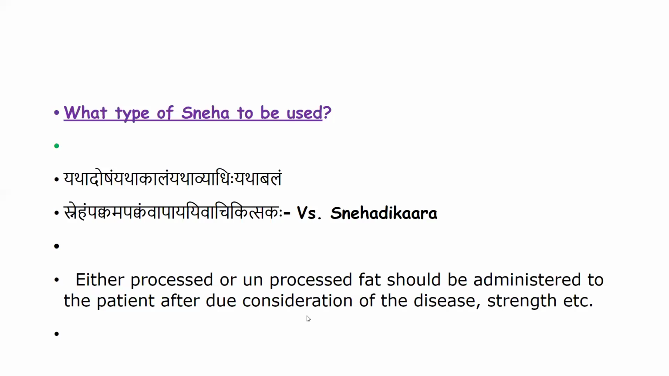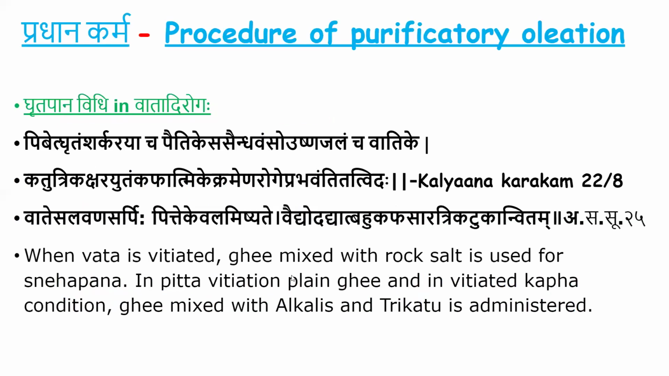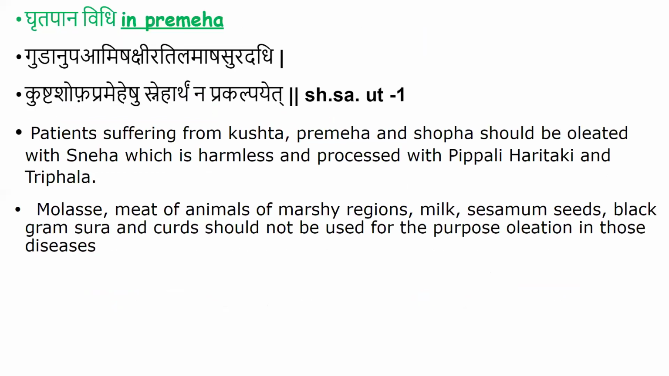Okay. Then if you see Ghritapana in Prameha, this is very, very important. Guda, anupa amisha, kshira, tila, masha, sura, dadhi, kushta, sopha, prameheshu snehartham na prakalpayet. So if you are treating Kushta, Sopha and Prameha, you should not use these things in the snehana which is processed with them. Amisha, kshira, tila, masha, sura, dadhi, guda. In the food form also you should avoid them. Or the ghritam or thailam which has any one of these ingredients also should not be used in Kushta, Sopha and Prameha. Okay? Very important.